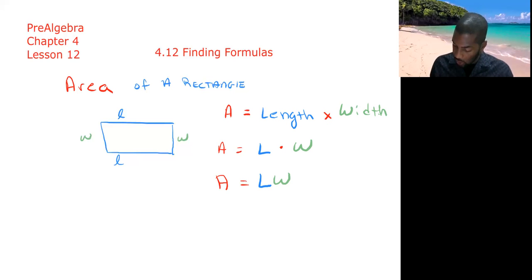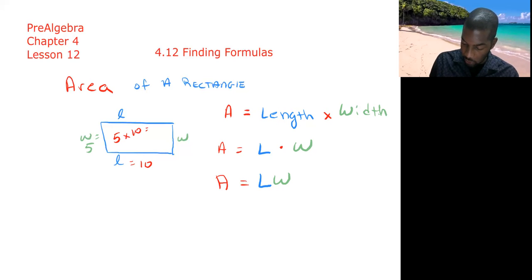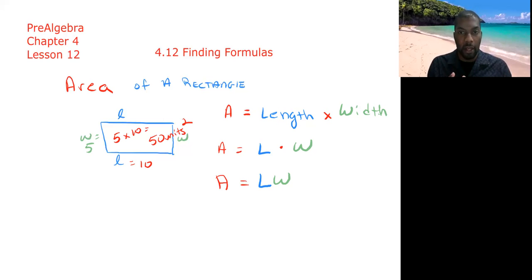So if this width was worth 5 and the length was worth 10, the area would be 5 multiplied by 10, which would give you 50 units squared. Okay, we remember that. So make sure you write that area formula down.